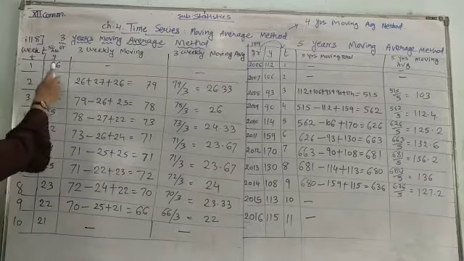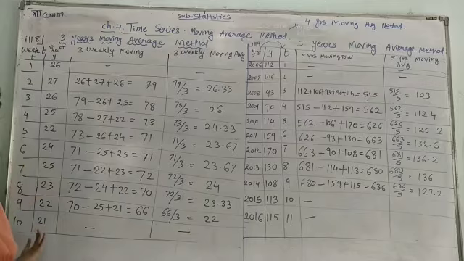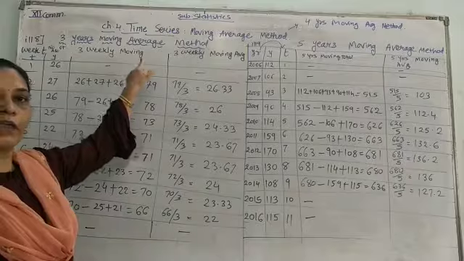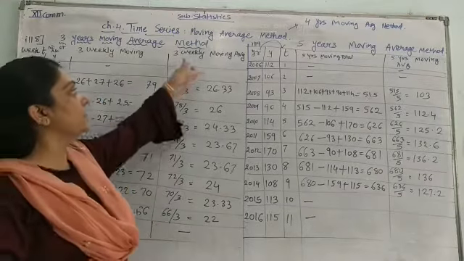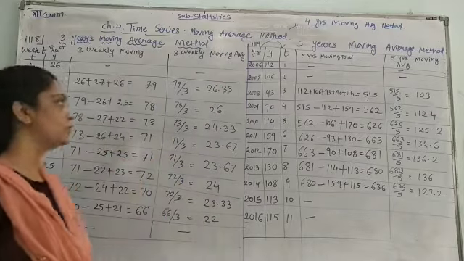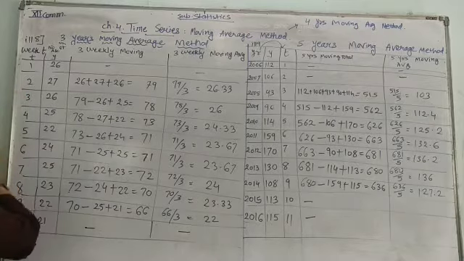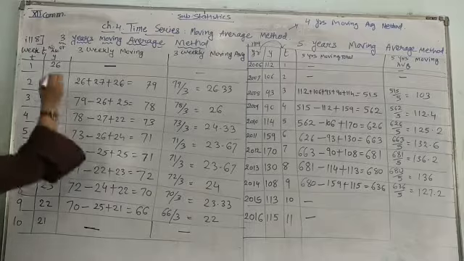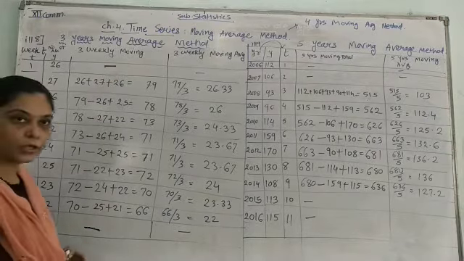First, I will draw the columns and write down both the columns as they are. Then after one space, for the 3 weekly moving total, I have to show how it comes. And the third one is the 3 weekly moving average. So now let's see how to solve that. The first rule is to put a dash on both the first week and the last week.